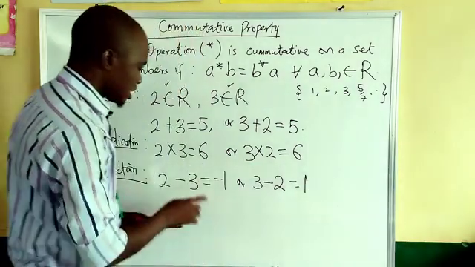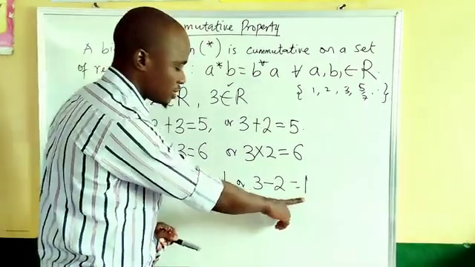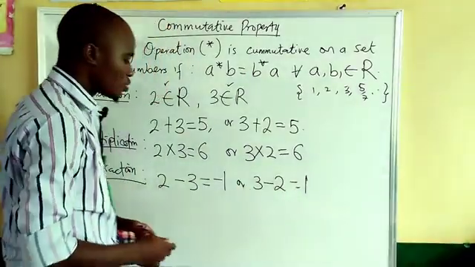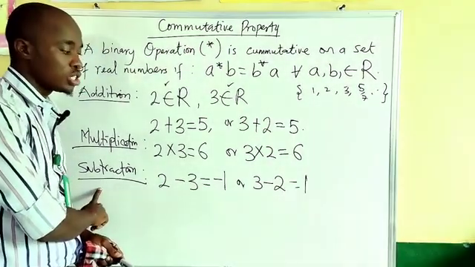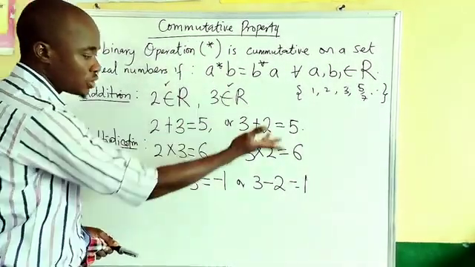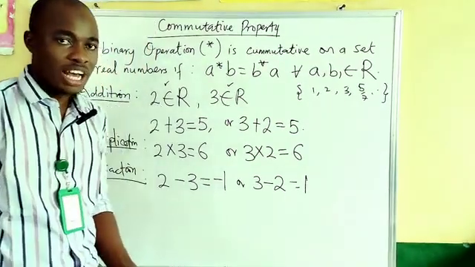You can see that the result here is minus 1. The result of this one is 1. Are they the same? No. So therefore, we now conclude that subtraction is not commutative, because if this happens, we will not have the same results. Are you getting it now?